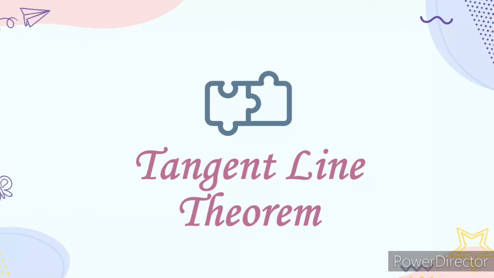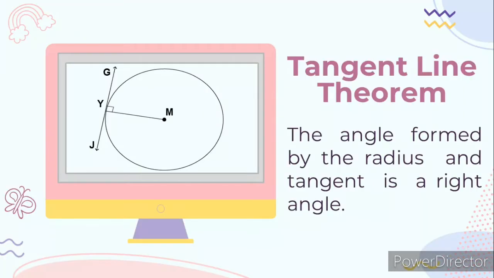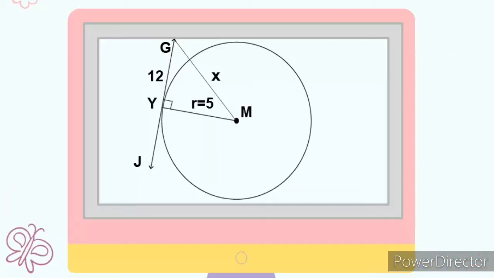Tangent line theorem. This theorem states that the angle formed by the radius and the tangent is a right angle. For example, line YM is the radius with a measure of 5. As you can see, line YG is the tangent for the center M. YM and YG are perpendicular to each other, so we can say that they form a right angle.